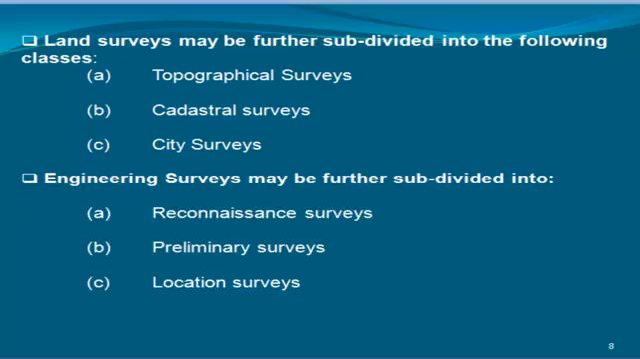Now, engineering surveys may be further subdivided into reconnaissance surveys. These are conducted for determining the feasibility and rough cost of the scheme. Next is preliminary survey. These are conducted for collecting more precise data to choose the best location for the work and to estimate exact quantities and costs. Location surveys are conducted for setting out the work on the ground.